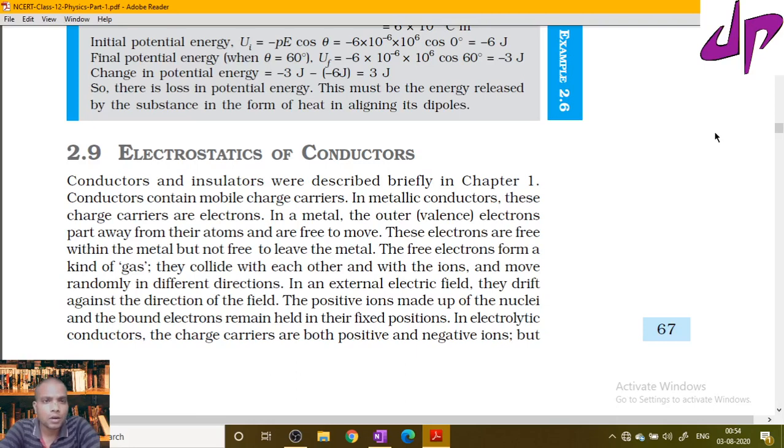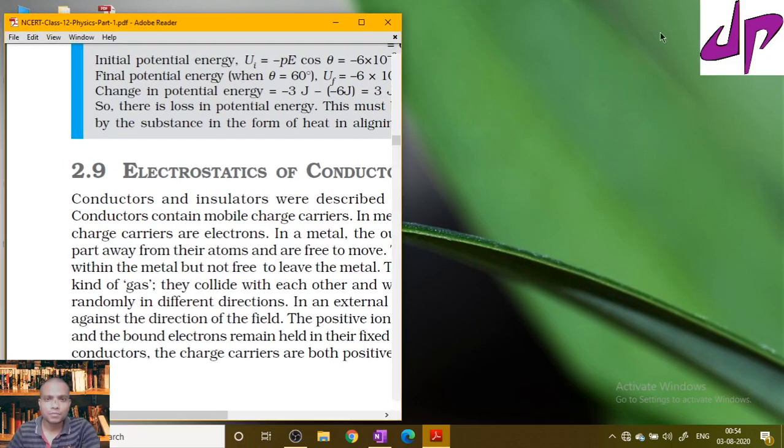Let's look into another new concept, electrostatics of conductors. So this concept is something different. Till now we have discussed so much about static charges. But when it comes to conductors, things get different.